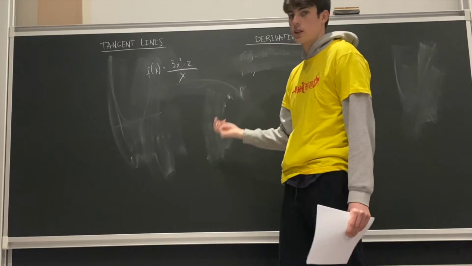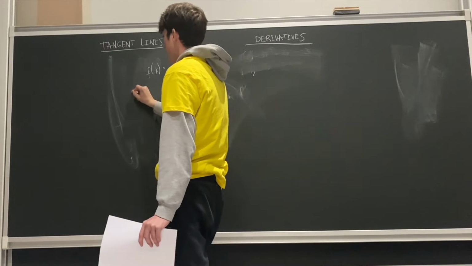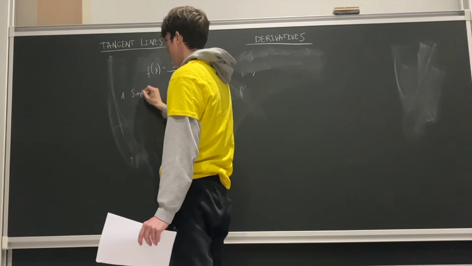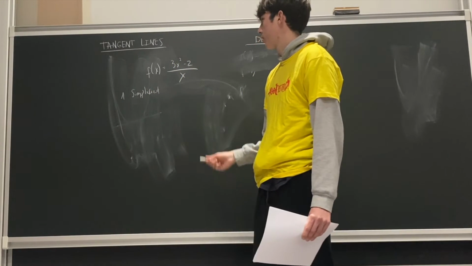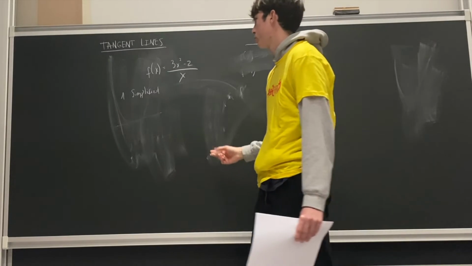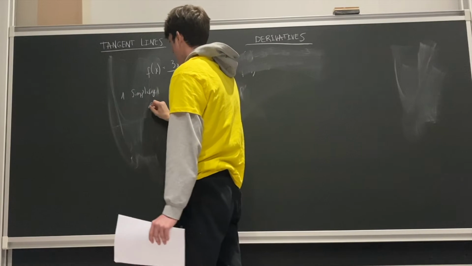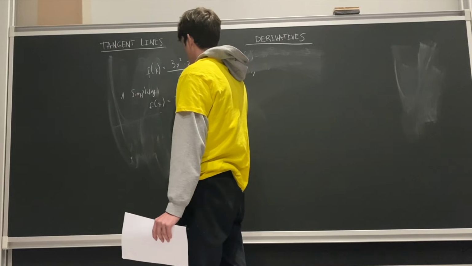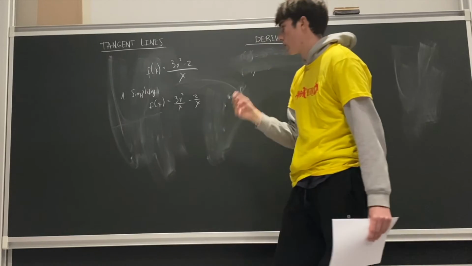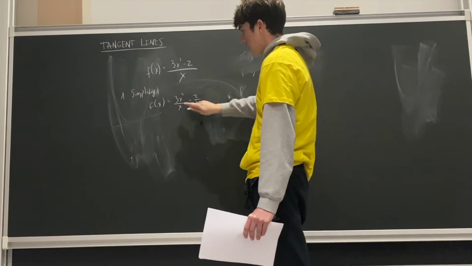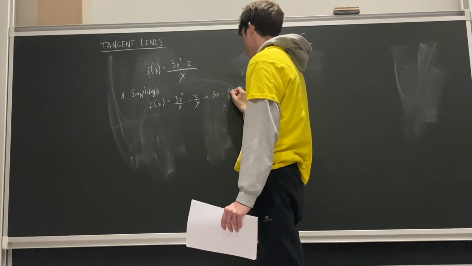To find the tangent line, we have to derive this function. In order to derive, what we're first going to do is simplify, because this function can be simplified. And I highly recommend simplifying all of the functions you have, that way it's easier for you to then derive. So step one, we're going to simplify. What we have here is f of x is equal to 3x squared divided by x minus 2 divided by x. Here we can get the x out from here, and what we're going to get is 3x minus 2 divided by x.